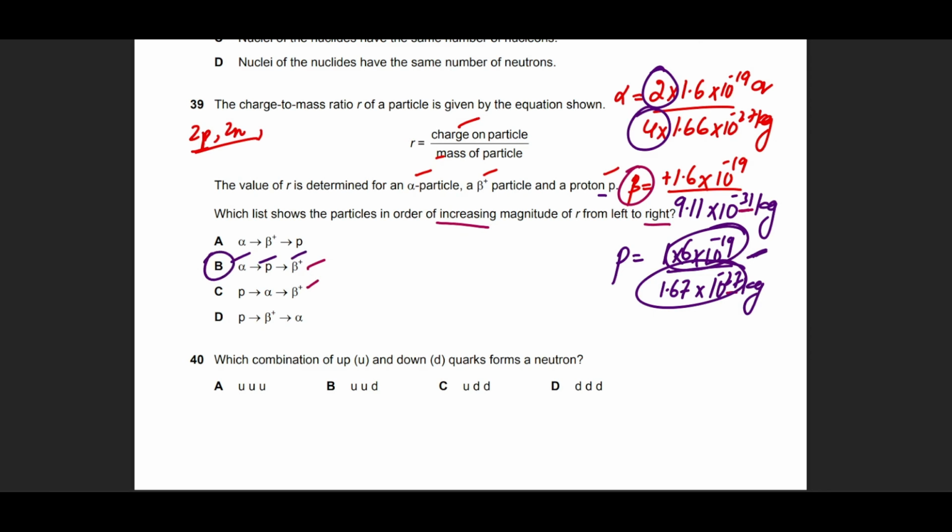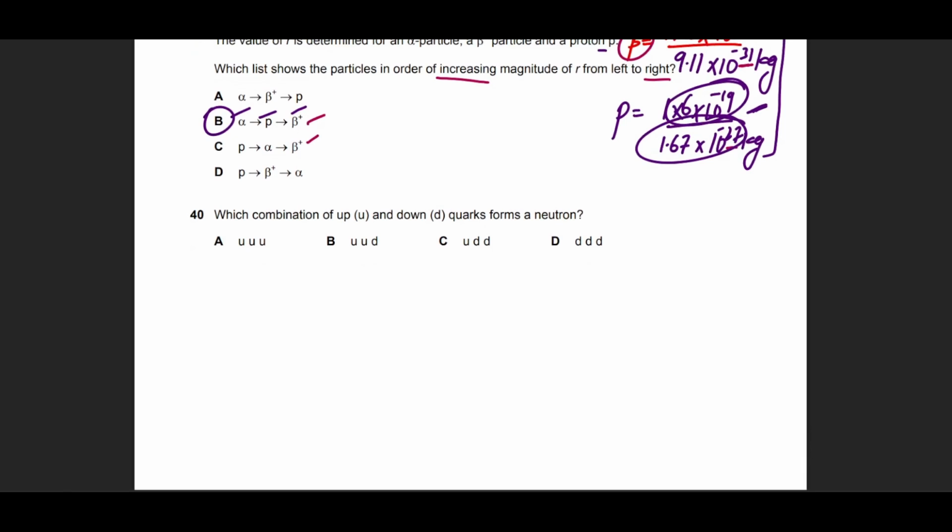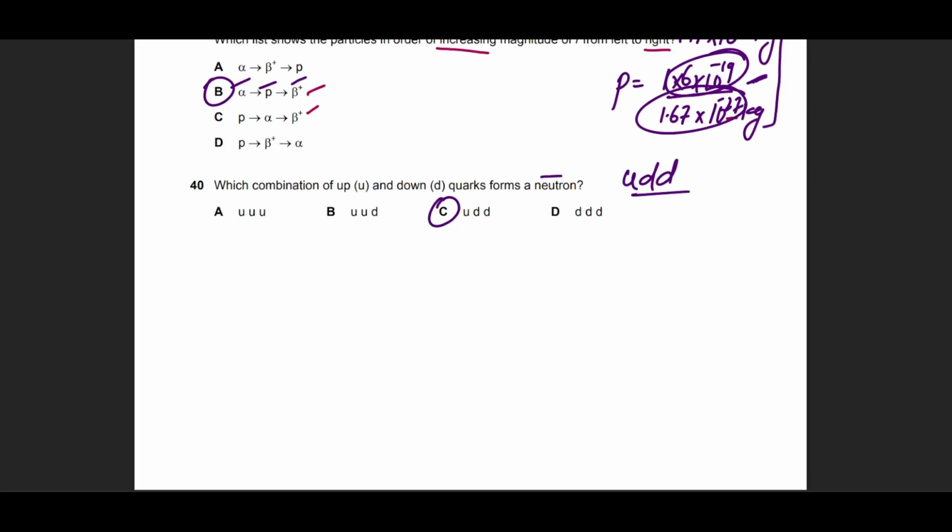Or you can use a calculator and calculate all of them. Question 40, again from memory, a very straightforward question. He says neutron, it's a neutral charge. So this is going to be up, down, down. We remember this from memory. This is going to be up, down, down, option C. You can check this because up has plus 2 by 3e, down has minus 1 by 3e, and down again has minus 1 by 3e. So up, down, down gives you 0 overall. This is the neutron.